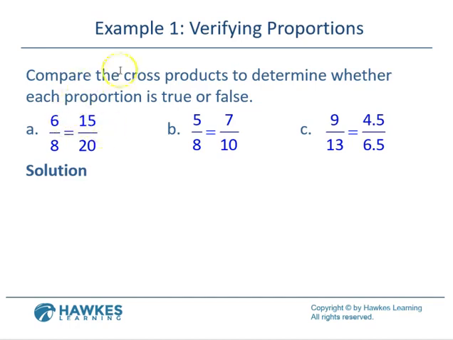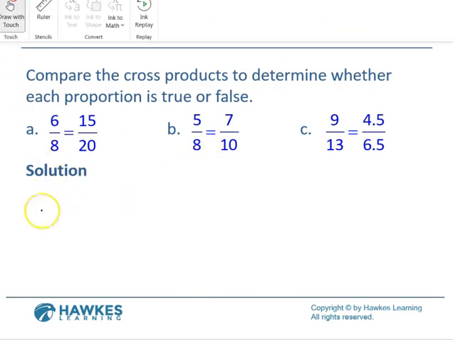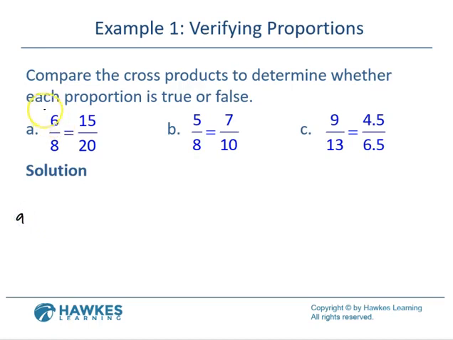Compare the cross products to determine whether each proportion is true or false. So let's look at A. Remember, here we've got A, B, C, D. If I do 6 times 20, you are going to get 120, which of course I should have been able to do in my head, but it's been a long day.